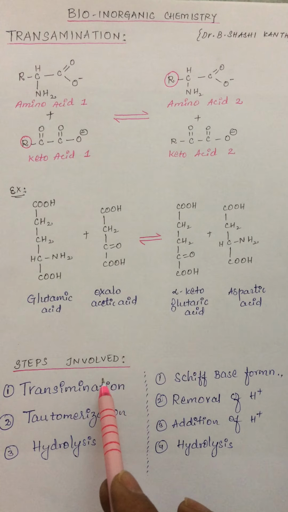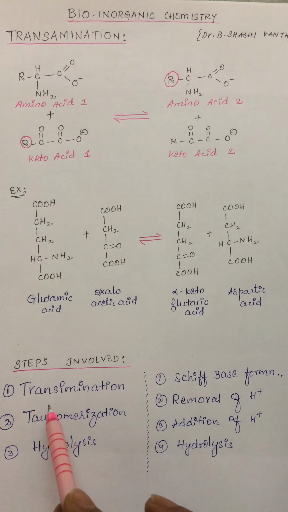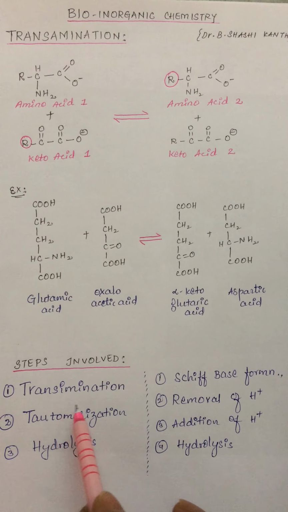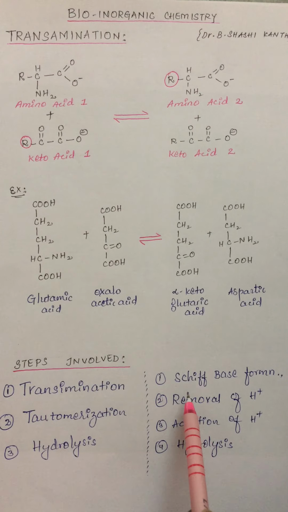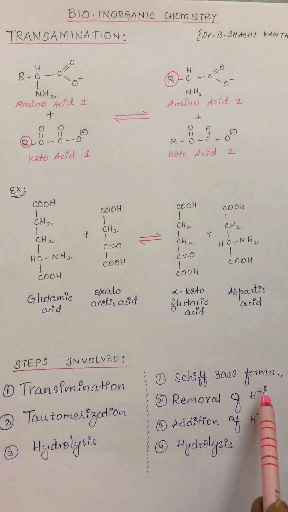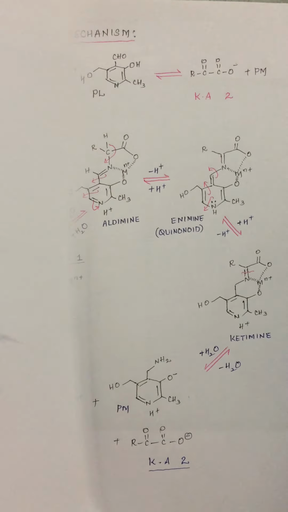The steps involved can be discussed under two different headings. In one way, we can say that the three steps involved are transamination, followed by tautomerization and hydrolysis, or for convenience we are putting it into 4 different steps. The first step is the Schiff base formation, followed by the removal of H+, addition of H+, and finally the hydrolysis step. Let us see in detail.